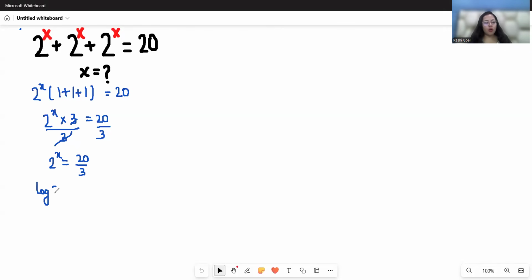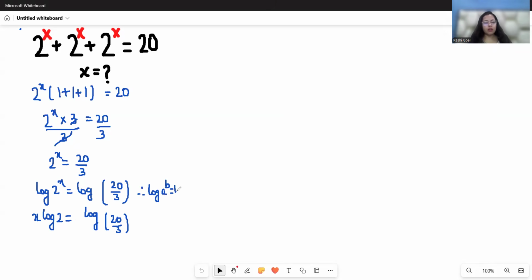Now I am taking log on both sides. So it becomes x log 2 equals log of 20 by 3, as per the log rule. Log a power b, we can write as b log a. Now log a by b, we can write as log a minus log b.